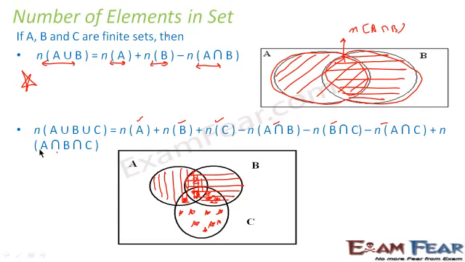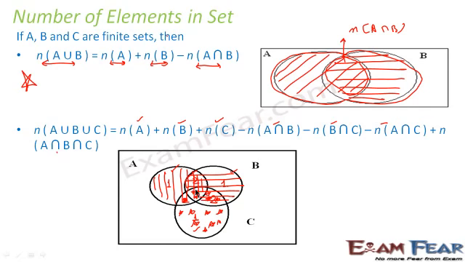Let me repeat this. I'll write 1, 1 here because these areas are counted only once. So we need to count all this area once. Since this area is counted once, this area is counted once, this area is counted once, we don't have any issue. These areas are counted twice, so we have to subtract this. And this area is counted thrice, so we have to subtract 2 of this.